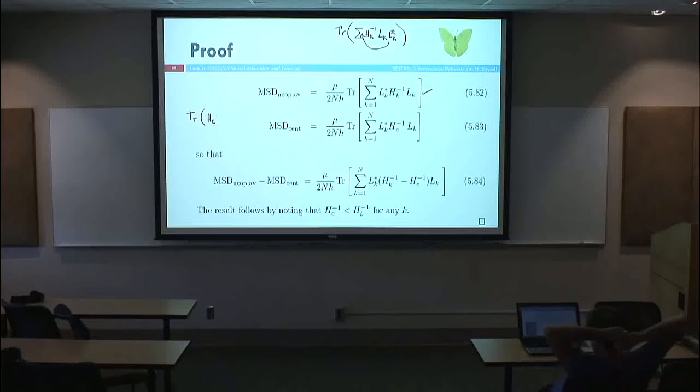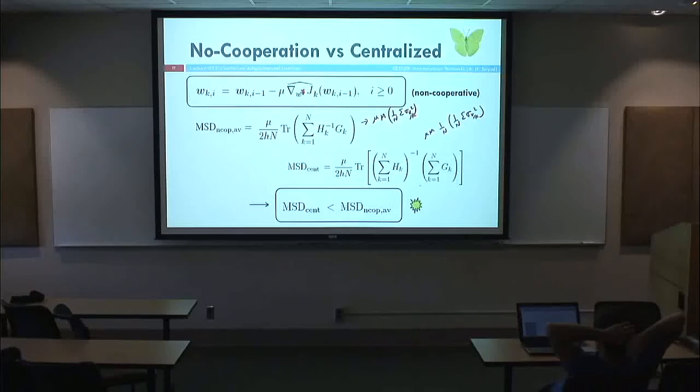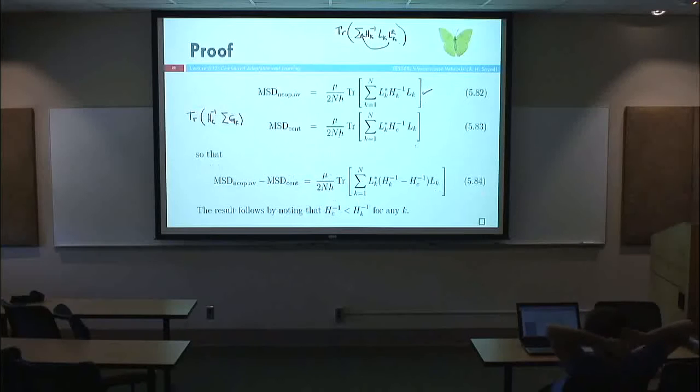Times HC inverse times the sum of the GKs, right? This is what I have in this centralized case. The sum of the GKs, and this is HC inverse. So this is the trace of the sum of HC inverse LK star. I brought this sum here, put H, and then again I can bring this LK star there. So this is what I did here, you see.